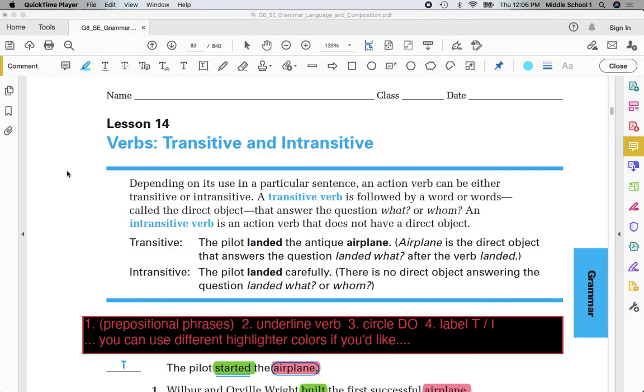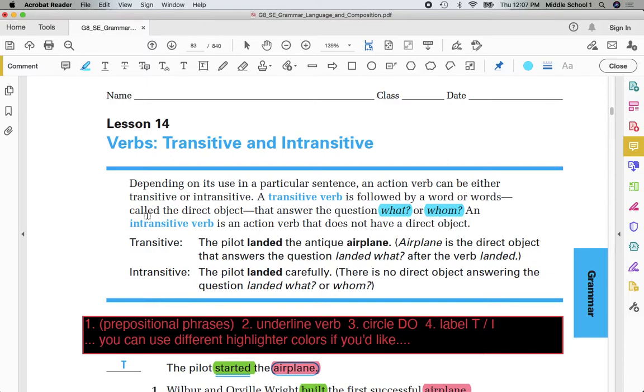Depending upon its use in a particular sentence, an action verb can either be transitive or intransitive. A transitive verb is followed by a word or words called the direct object, and it's going to be a noun or sometimes a pronoun like it that takes the place of a noun. It answers the questions what or whom. An intransitive verb doesn't have a direct object. The shortest sentence in the Bible is intransitive. Jesus wept. There's a subject, there's a verb, but there is not a direct object.